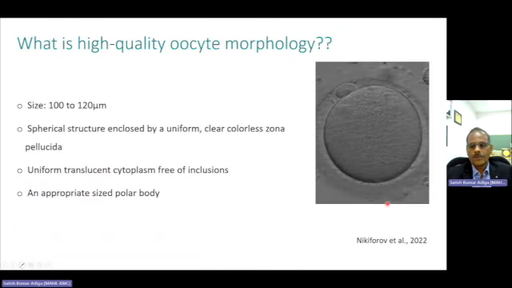In IVF patients, we do see variations in the quality of oocytes. A healthy human oocyte measures about 100 to 120 microns, spherical in shape, with a clean homogeneous cytoplasm and an appropriate size polar body, as you see in this picture.